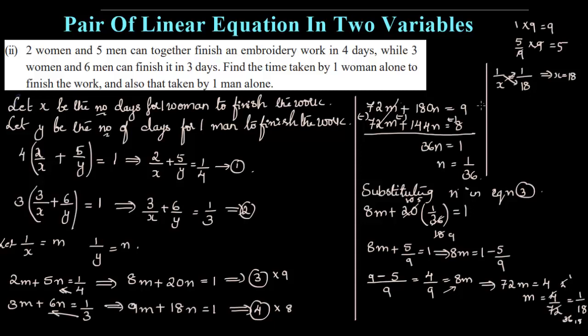Okay, and let us now find how many days it will take for one man to complete. So 1 by y is equal to what we have assumed, n. So n we have got as 1 by 36. So now again cross multiply. So how much are you going to get here? y is equal to 36. So one man can finish the embroidery work in 36 days, and one woman can completely finish the work in 18 days.